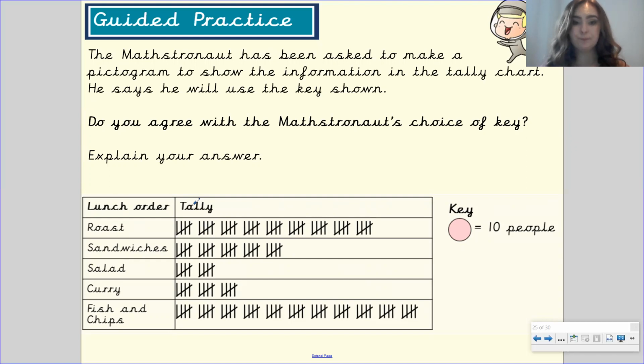Okay, so if we have a look at the first one, we can see 5, 10, 15, 20, 25, 30, 35, 40, 45. Now, if our key, where we show a circle for 10 people, and the roast for the lunch order is 25, we won't be able to draw full circles. So it might make it a little bit tricky for us. What would we have to do? If we use the key where the circle equals 10 people, what would we need to do you think?